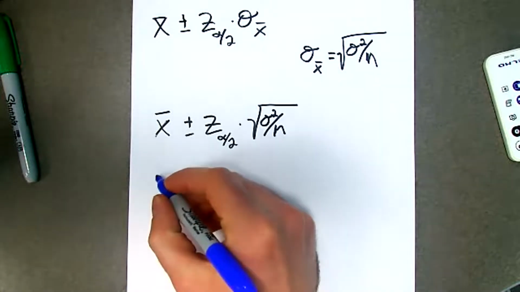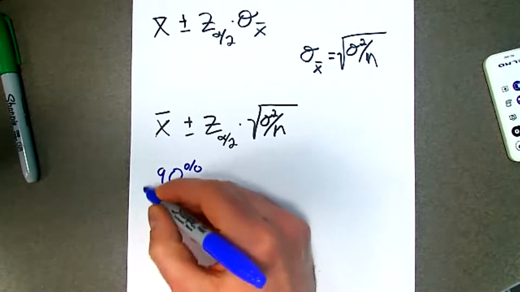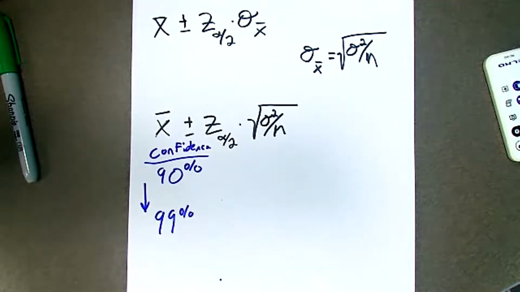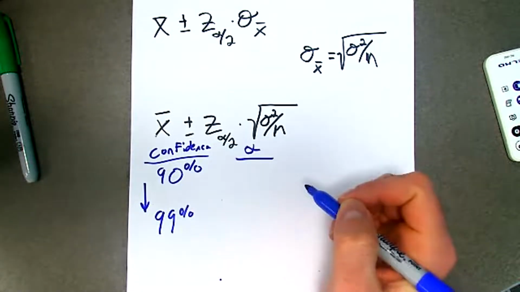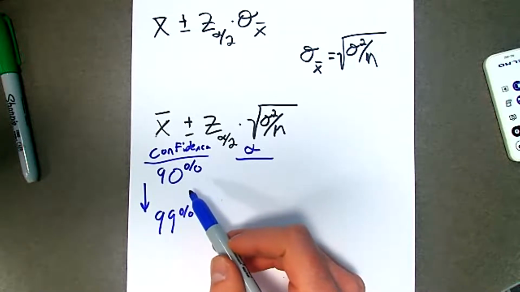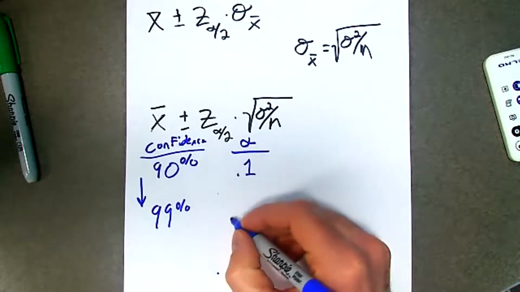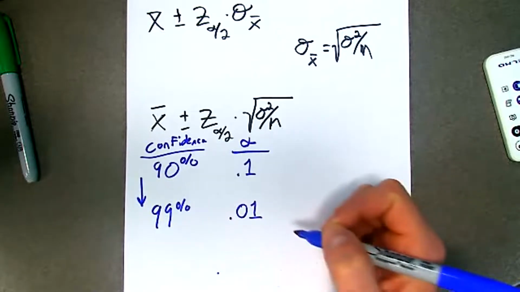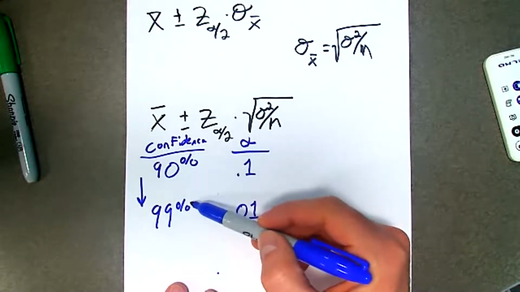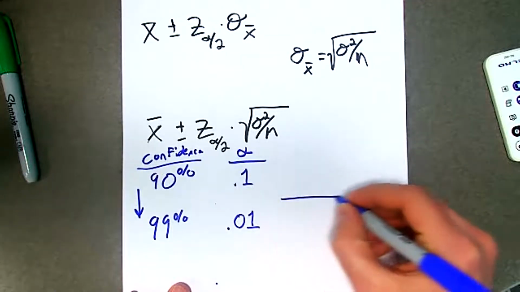So the first thing: let's say I want to go from 90 to 99% confidence. This is the confidence level I want. What's going to be the alpha values here? Well, for the 90% confidence interval, my alpha should be what? 0.1. That's not too bad. For the 99% level, alpha would be 0.01. So wanting a larger confidence level means a smaller alpha value.